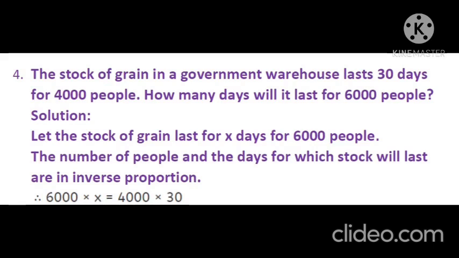Here, as the number of people increases, the days for which the stock will last decrease. It is an example of inverse proportion. Therefore, we write the number of people and the days for which stock will last are in inverse proportion. And we know that in inverse proportion, the product remains constant. Therefore, we write 6,000 multiplied by x is equal to 4,000 multiplied by 30.